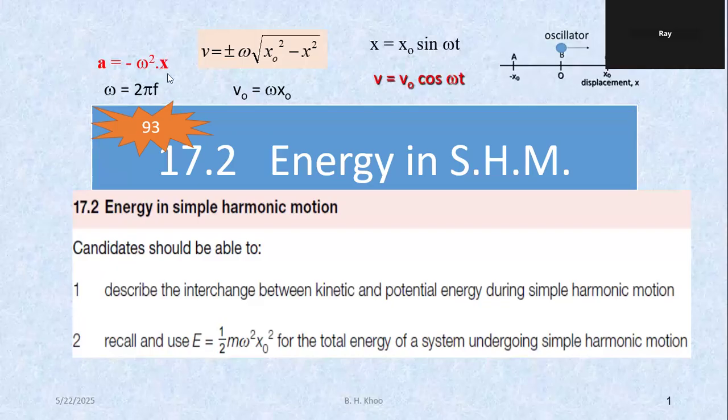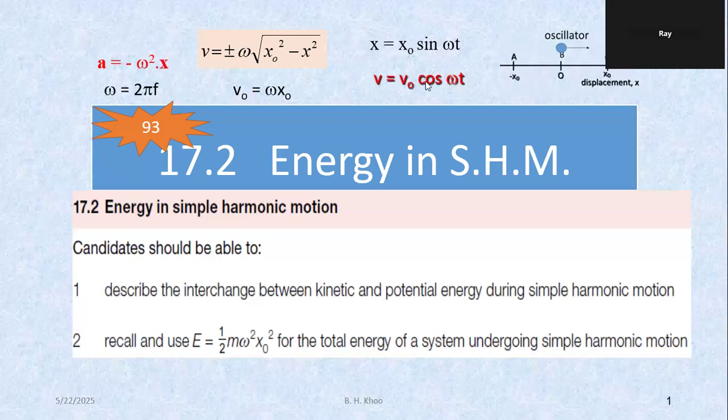This is the definition. Omega is angular frequency, right? It's just the frequency in radians. These two are in the formula sheet, right? Just know where to use the formula sheet. Your v naught is omega x naught. If the oscillator starts from the rest position, this is the equation. You differentiate this one, you get this one. x naught is the amplitude.